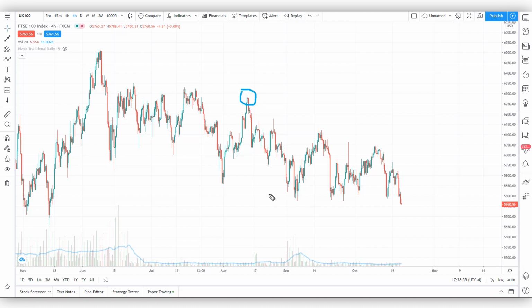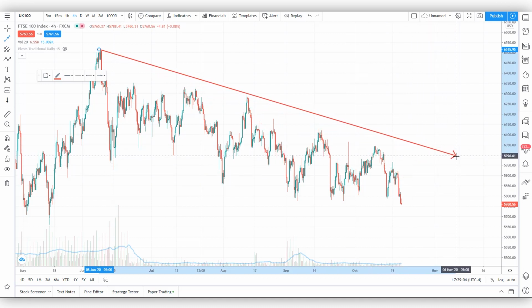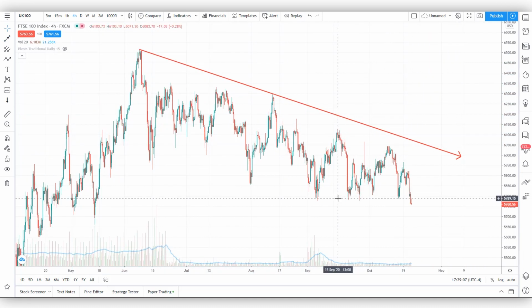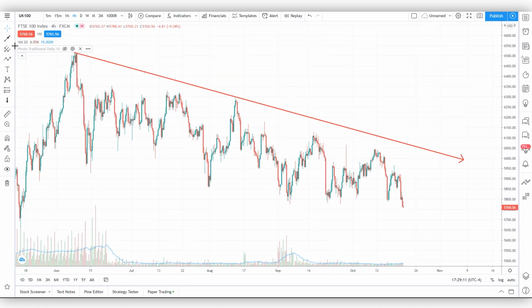And what do we have now? We've got two swing highs, so that means we can draw a trend line. We'll go from the swing high to this other swing high and connect that just like that. So there is the FTSE 100, and right now what this is showing me is that because we've got these lower highs, we've got some selling pressure present in this market on the 4-hour time frame.